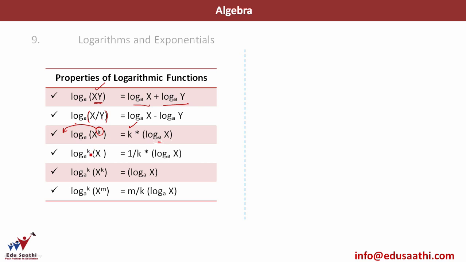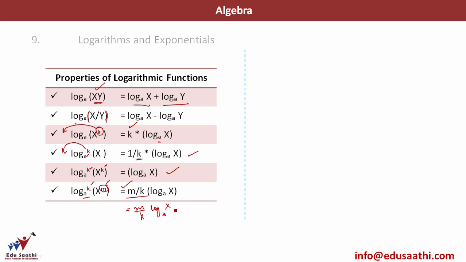If this index is on the base, log of x to the base a raised to power k, this index again can be brought outside the log sign. Now the index of the base would be written in the denominator: 1 by k into log of x to the base a. If both base and the number have the same index, they will cancel out and it will actually be equal to log of x to the base a. If they have a different index, the index for the number would be written in the numerator, while the index for the base would be written in the denominator. So it will be m by k log of x to the base a.